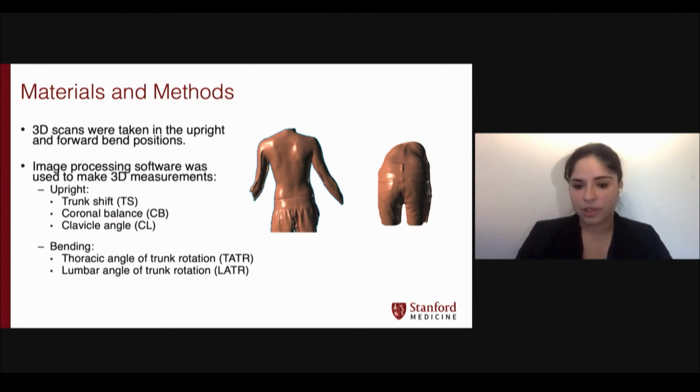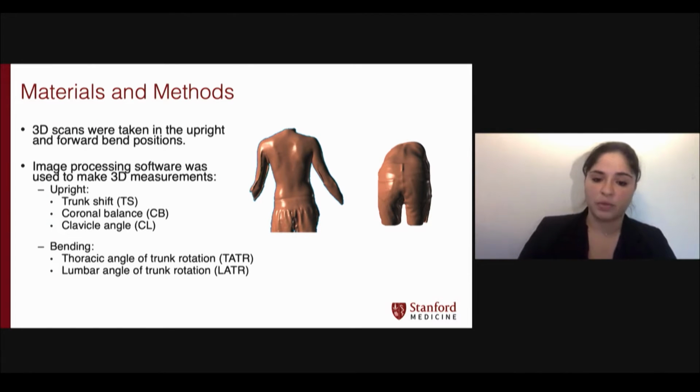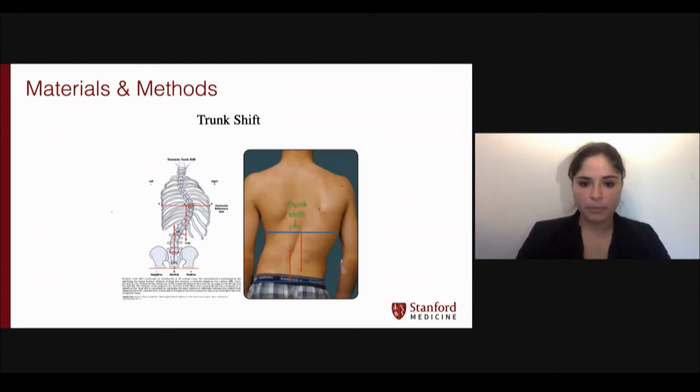and clavicle angle in upright position, and largest angle of trunk rotation in the lumbar and thoracic spine in the bending position. 3D trunk shift, coronal balance, and clavicle angle were compared to their analogous radiographic measurements, and 3D ATR and scoliometer-derived ATR were correlated to major curve magnitude.